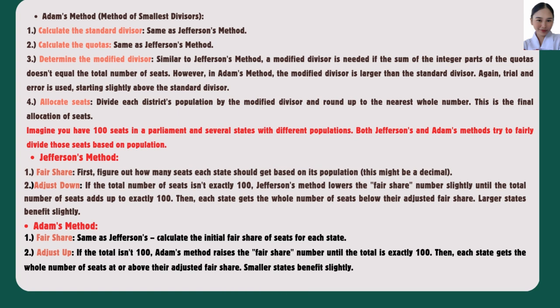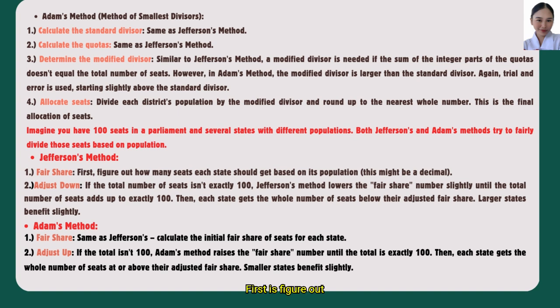So, for example, imagine you have 100 seats in a parliament and several states with different populations. Both Jefferson's and other methods try to fairly divide those seats based on the population. So, in Jefferson's method, it has a fair share and adjusts down.